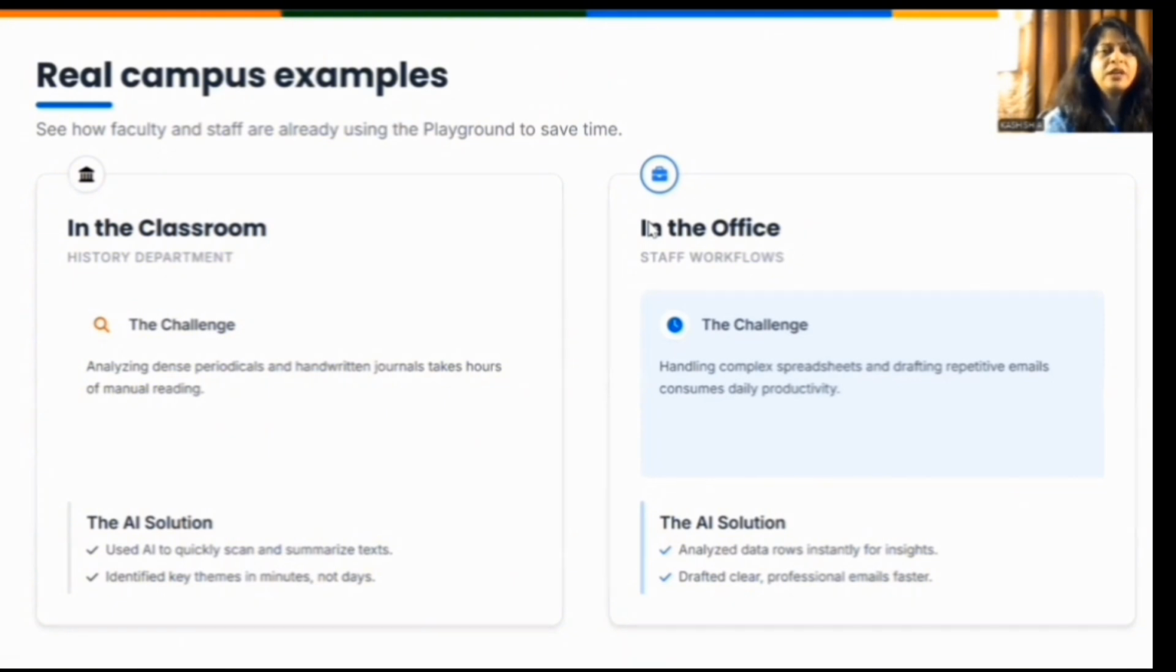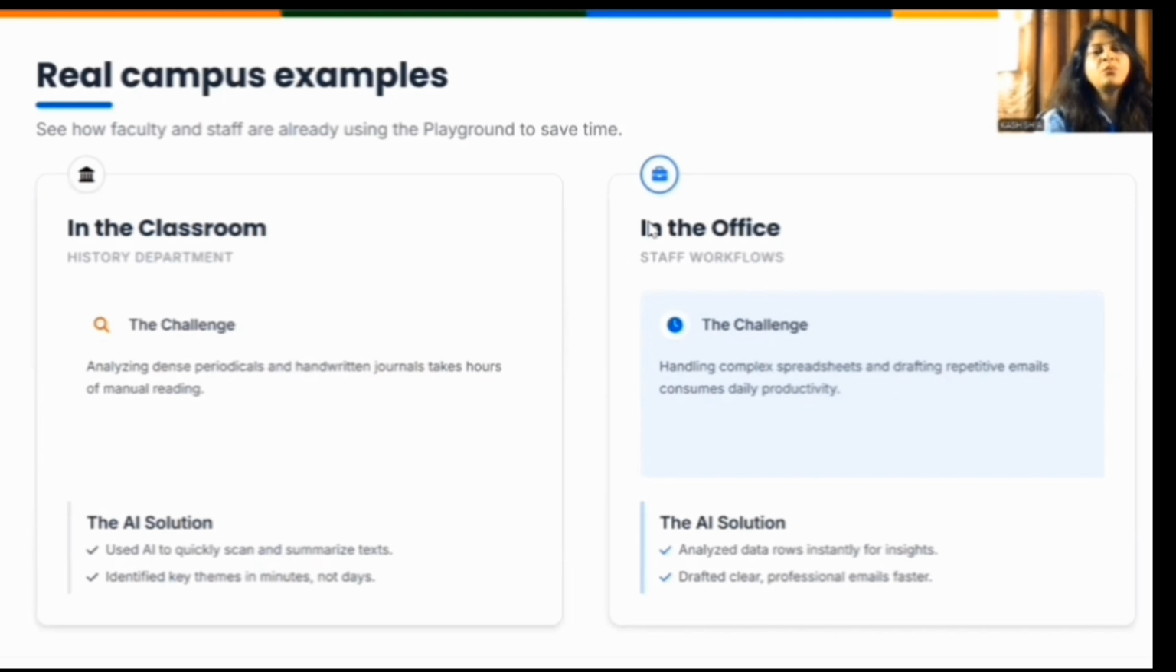Then how is AI going to help you there? Use AI to quickly scan and summarize text. Identify key themes in minutes, not in days. If you're doing it manually, obviously it will take days or months. But here, AI gives you a solution in seconds or minutes.